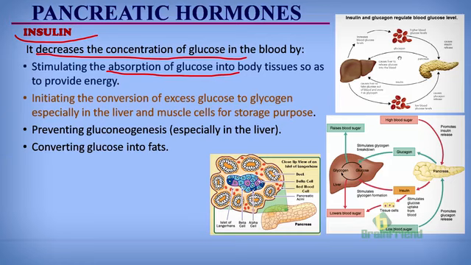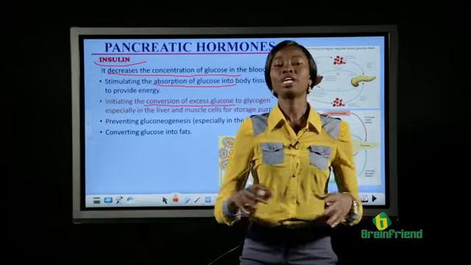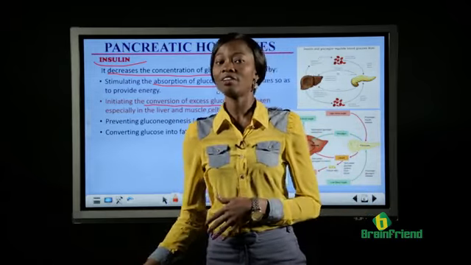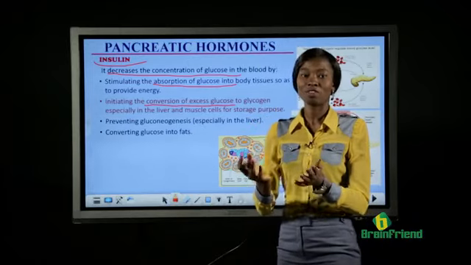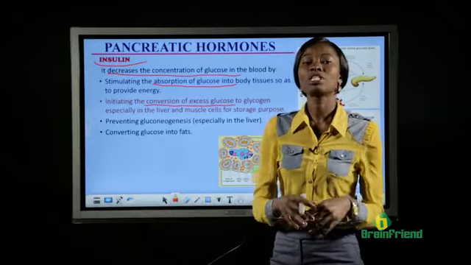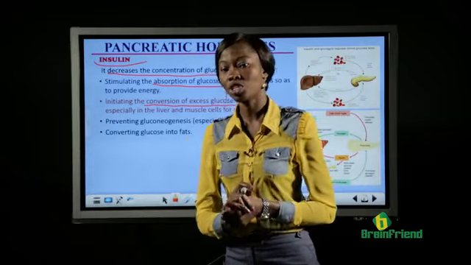It can also take a different route by initiating the conversion of excess glucose in the blood into glycogen. Remember, glucose is stored in the body in the form of glycogen. Glucose is stored in the muscle cells and in the liver cells. It can also be stored in other cells of the body. So insulin initiates the conversion of blood glucose into glycogen, especially in the liver and in the muscles. So when glucose is converted into glycogen, it means the blood glucose concentration is reduced.